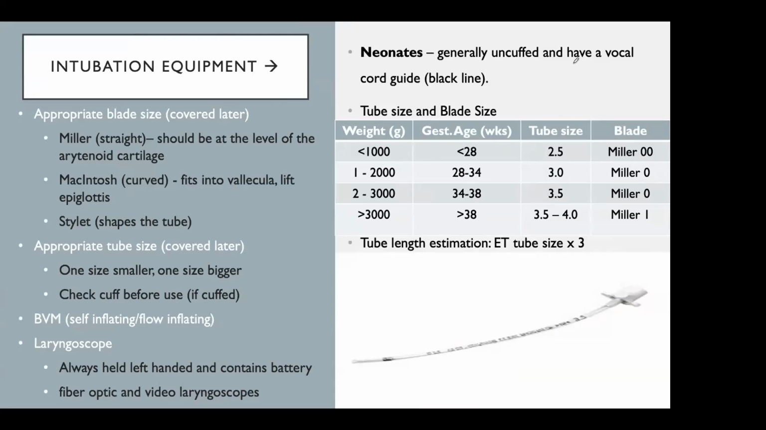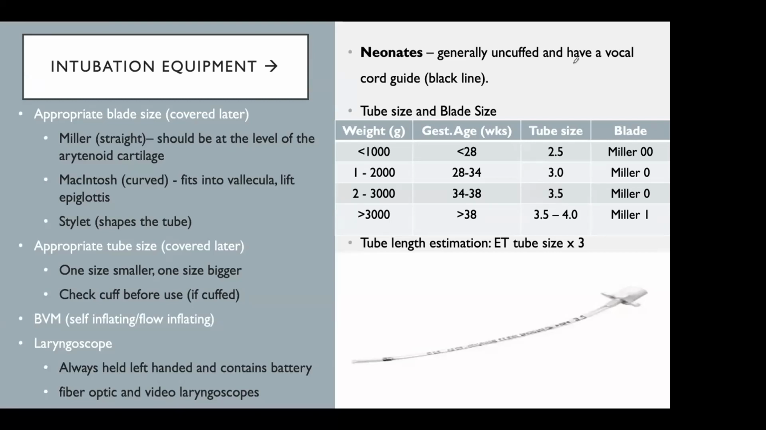We use stylets. The stylets for neonates kind of remind me of bread ties. They're so thin. We use the appropriate tube size, of course. I was always taught, and I've always practiced, you get one size smaller and one size bigger than the one you're expecting to use, along with the one you're expecting to use. Check the cuff before, if it is cuffed, and we'll see later that generally over about 8 years old, they'll try to use uncuffed ET tubes.